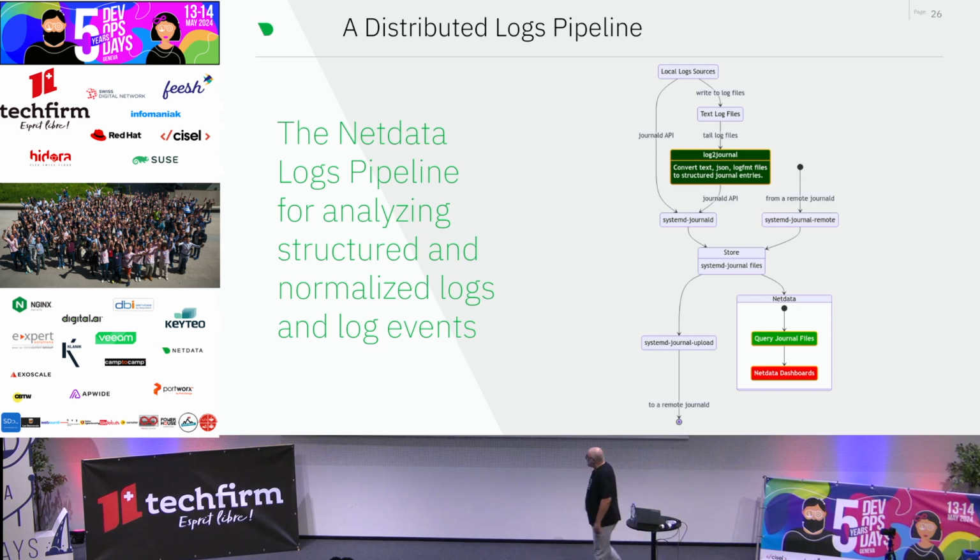Now, the pipeline that we achieved looks like this. So you have the local sources. It's very distributed. It's very similar to what we have in Netdata. The first pipeline I showed you about the metrics in Netdata, this is very similar. So you have some local sources. Either they go directly to journald or they go to text files. If they go to text files, you have to use log2journal to actually push them to systemd journal. Systemd journal stores them in journal files. And then we have Netdata that queries and visualizes that.